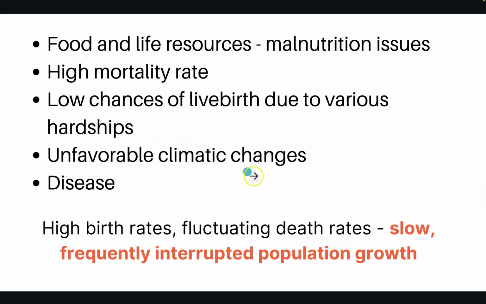So at that point in time, it was very, very hard, and even though they had very high birth rates, there were many of the fluctuating death rates, usually very, very high death rates. So that was the main factor why there were many of the slow increase of the population.